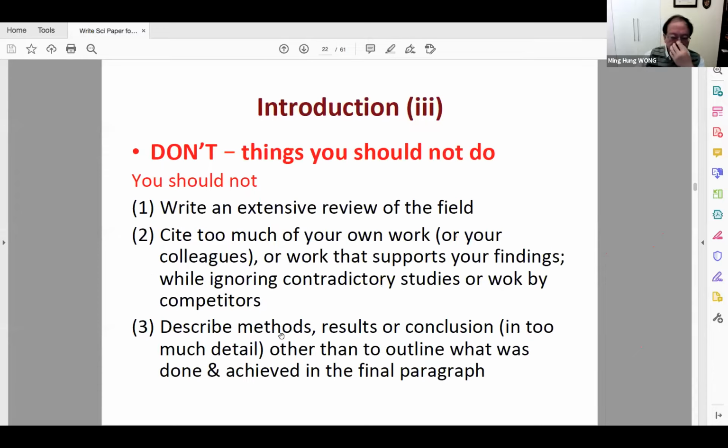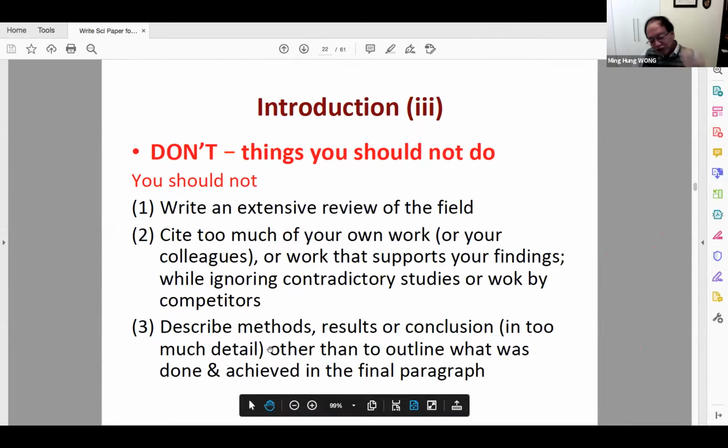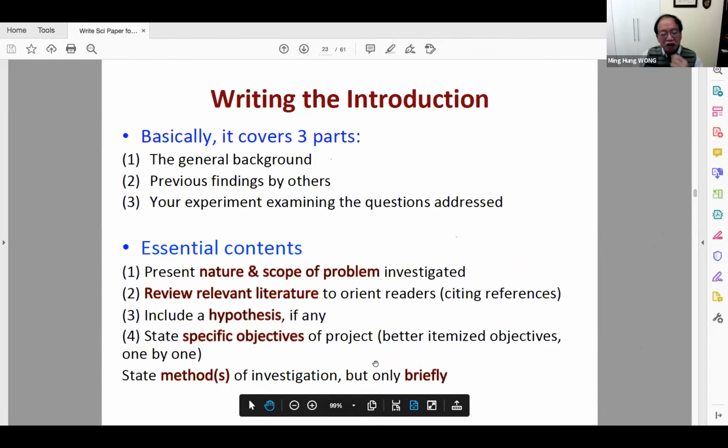So, things you should not do. Try not to write an extensive review, well, unless it's a review paper, right? Try not to cite too much of your own work, and do not cite only work that supports your findings while ignoring contradictory studies or work by competitors. Describe the methods only briefly, and then writing the introduction.